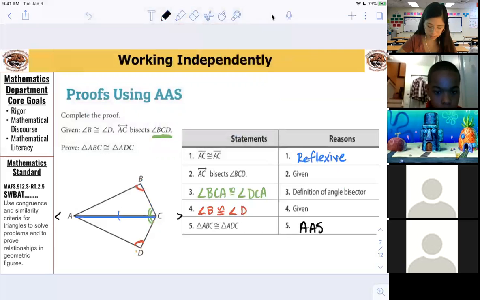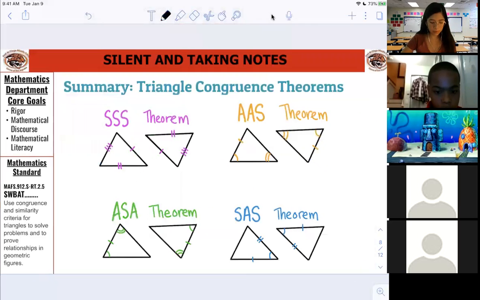Okay, I'm gonna move on because that took way longer than it needed to. So here are all the theorems that we've learned so far. We've done SSS, AAS, ASA, SAS. What's missing? SSA. Anything else? CPCTC we already know about, but I'm asking which ones have we not learned?